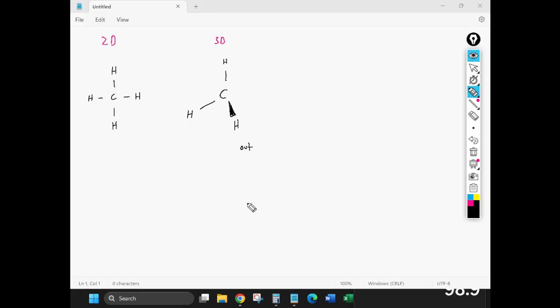Okay? And then if you look, there's one hydrogen going away from you, right? So into the paper. And the way that we go into the paper is we draw 3 dashed lines like that. And this is the 3D way of drawing methane. So one of the hydrogens goes out of the page, one of the hydrogens goes into the page. Right? And that is how you draw the 3D structure of methane.